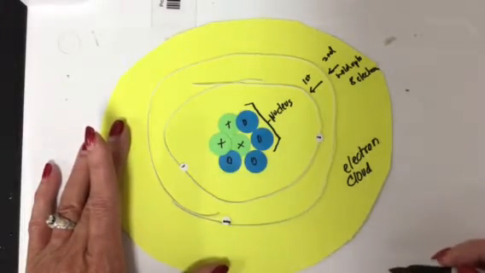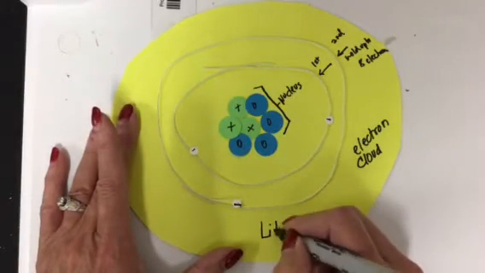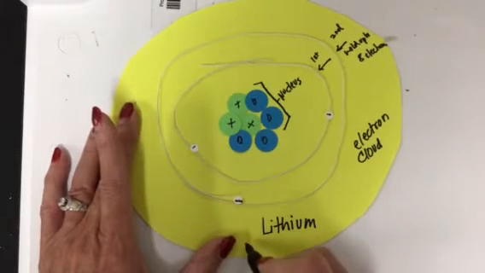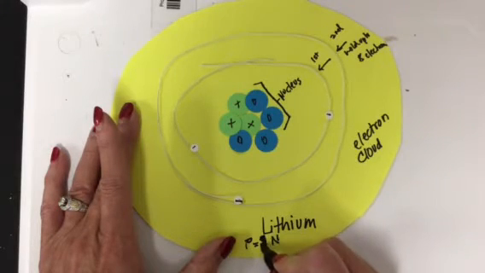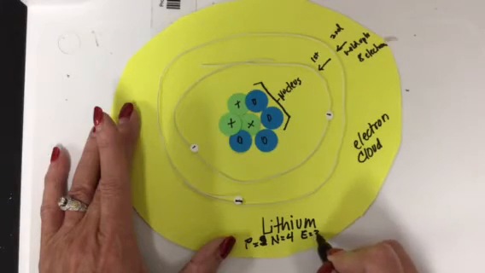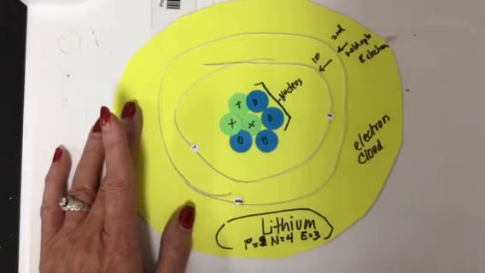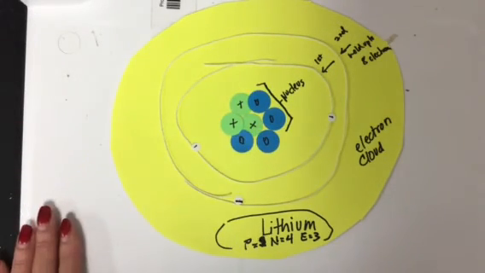This, by the way, is a model of a lithium atom because it has protons equal to 3, neutrons equal to 4, and electrons equal to 3. This tells me that this is a model of lithium. I hope this has helped you out in reviewing TEK 8.5a.